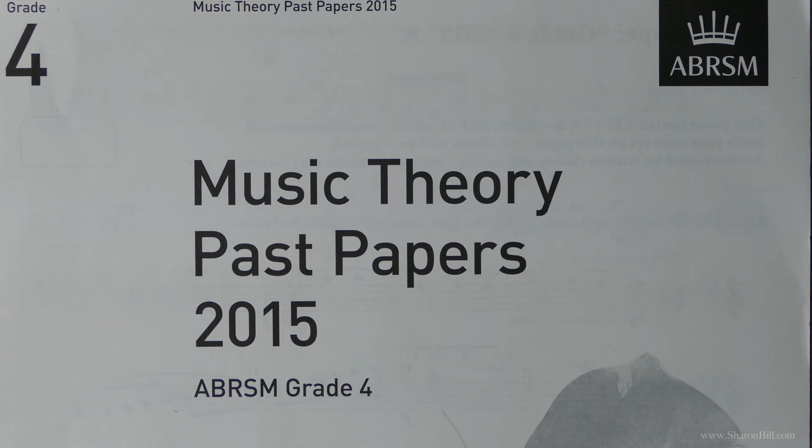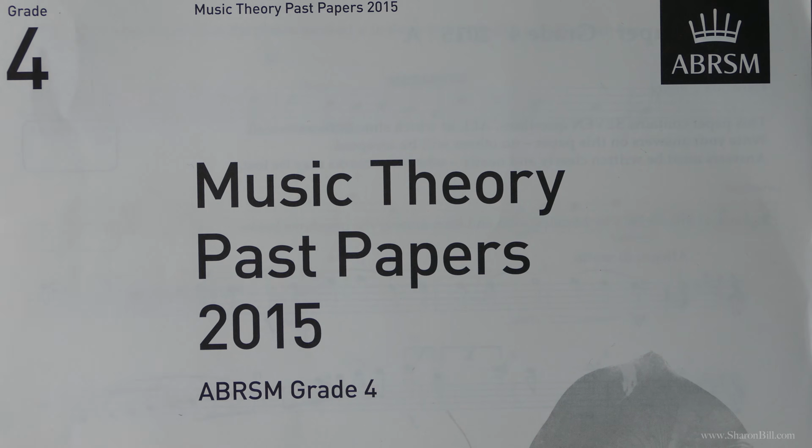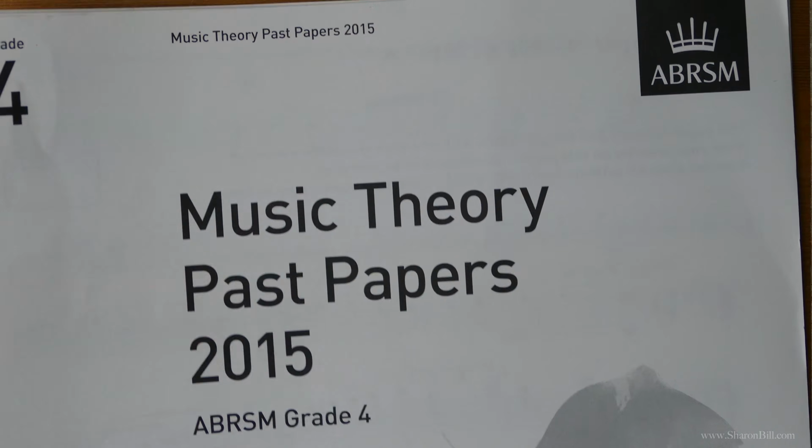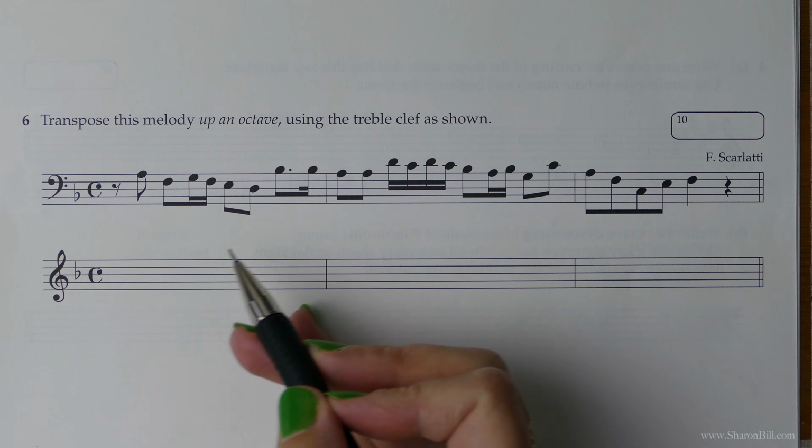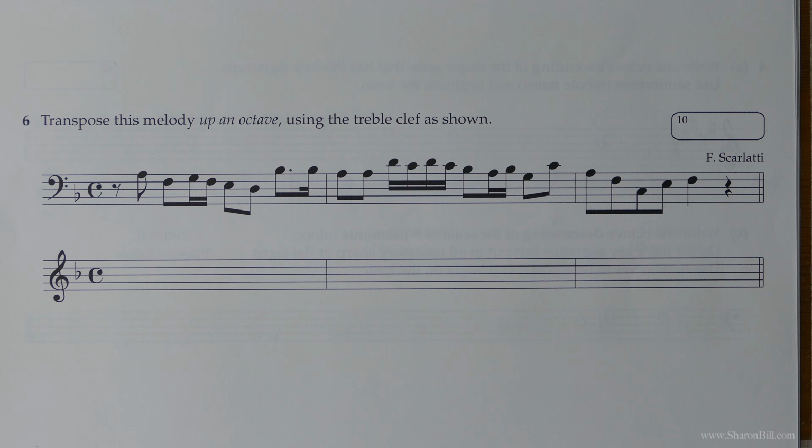And so now we're going to complete the paper C of the grade 4 2015 papers. So if you turn with me to page 18, we're going to have a look at question 6. So here we're required to transpose this melody up an octave using the treble clef as shown. I'm hoping you've had a go of this already, or if you want to just listen to the first part of the explanation, then have a crack at it yourself and then re-access the video. And so now we'll look at this together.